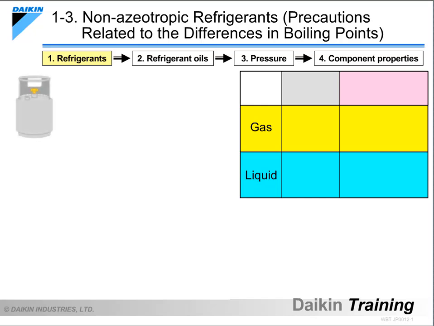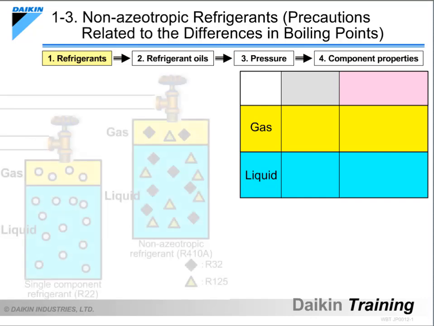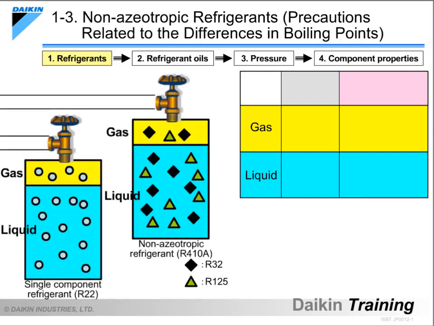Refrigerant is enclosed in a cylinder like the one shown on the slide, with the inside being filled with liquid and gas. Because R22 is, be it in its gas or liquid state, a single-component refrigerant, or 100% R22, there are no changes in composition, regardless of in what state the refrigerant is charged into an air conditioner.